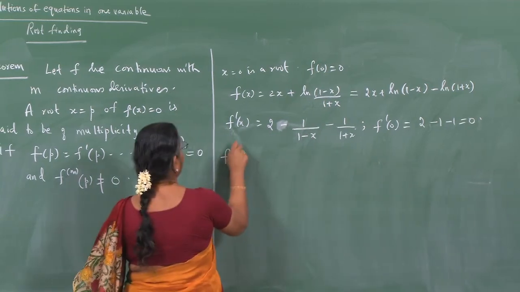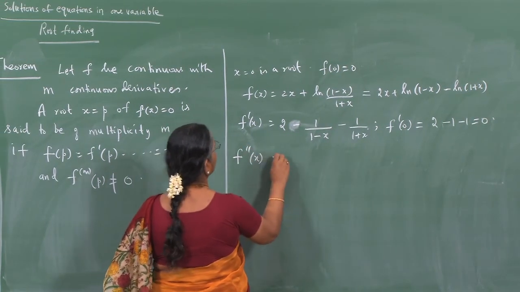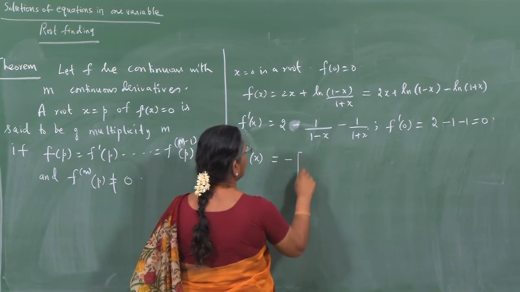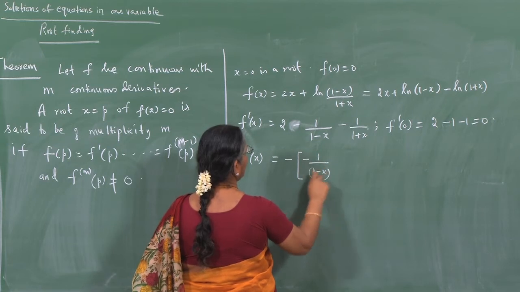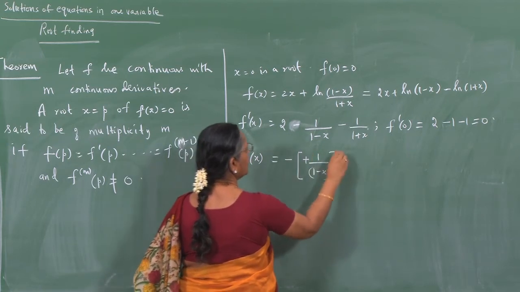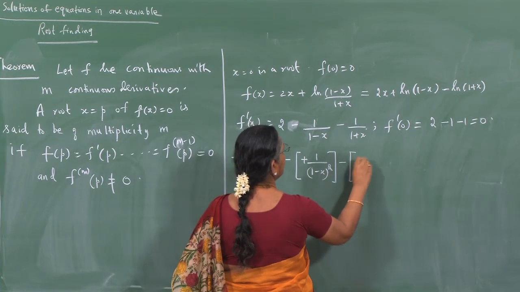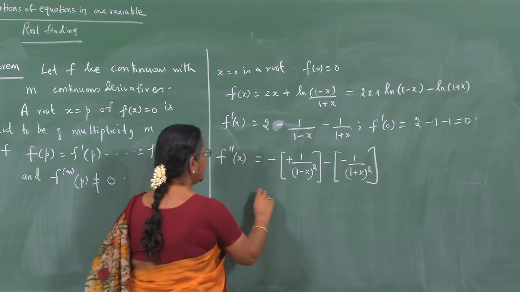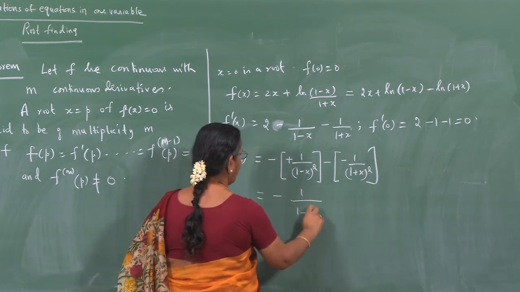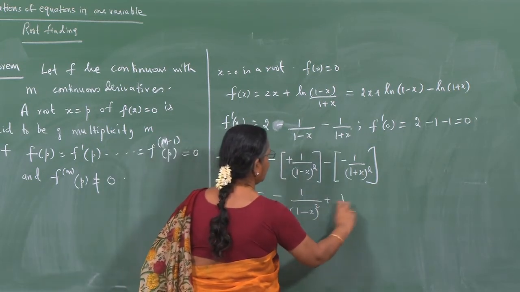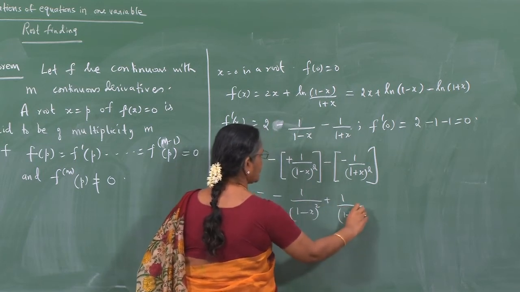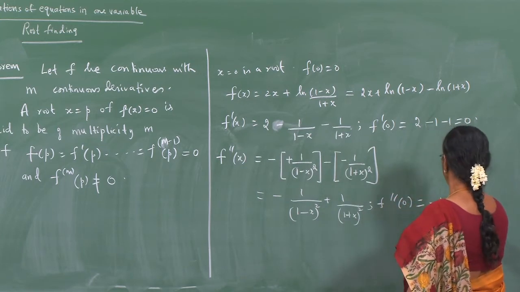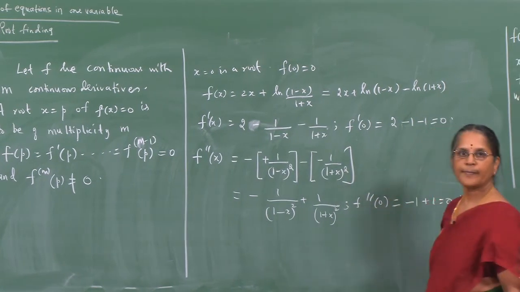Let us see what happens to f double prime x. So, this will give me minus 1 by (1 minus x) the whole square into minus 1, then minus 1 by (1 plus x) the whole square. So, this gives me minus 1 by (1 minus x) the whole square plus 1 by (1 plus x) the whole square. And so, if I compute f double prime at 0, that again is 0.